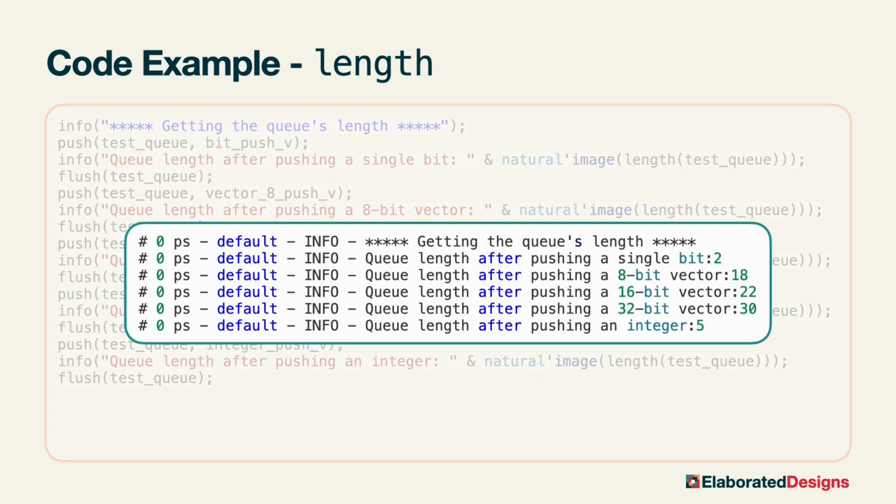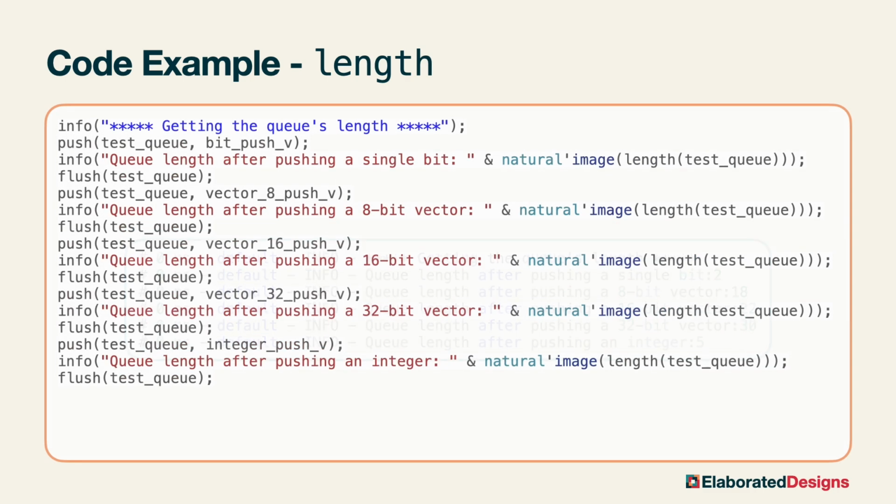It's important to note that this length refers to the space that the simulator allocates to each element in the queue, and not the size of the element that we use in our test bench. For example, calling the length function on a queue with one integer returns 5 bytes, not the 4 bytes that we might expect given that an integer in VHDL is by default 32 bits wide. The same applies to logic vectors. The length of a 1-bit vector is 2 bytes, the length of a 32-bit vector is 30 bytes.